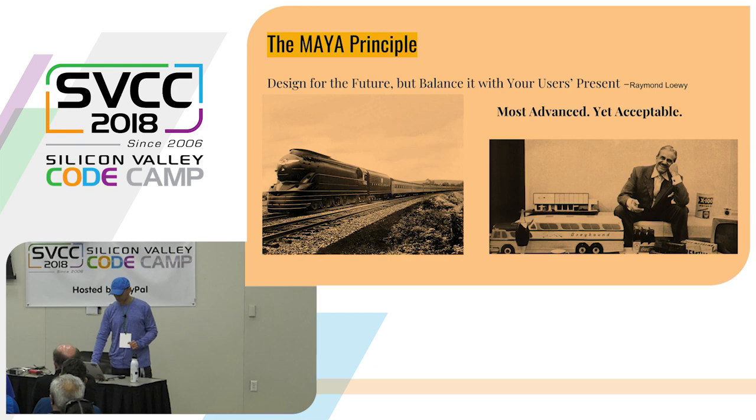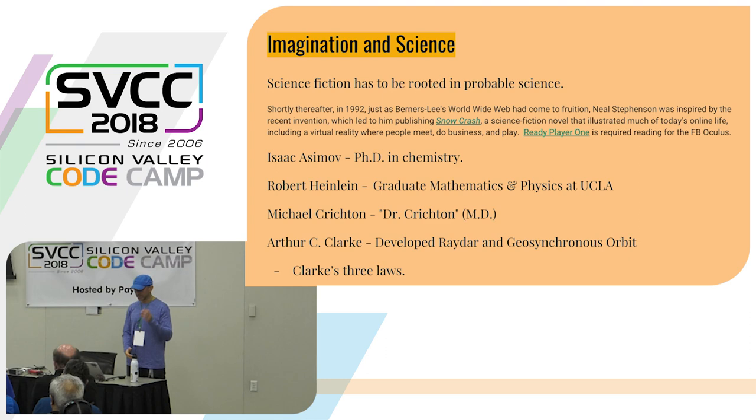Now, there's a deep link between imagination and science. Isaac Asimov had a PhD in chemistry. Robert Heinlein graduated in mathematics and physics at UCLA. Michael Crichton is an MD. Arthur C. Clarke actually developed radar and geosynchronous orbit. So we see that there's a really strong link between science and science fiction. In fact, we have Clarke's three laws.